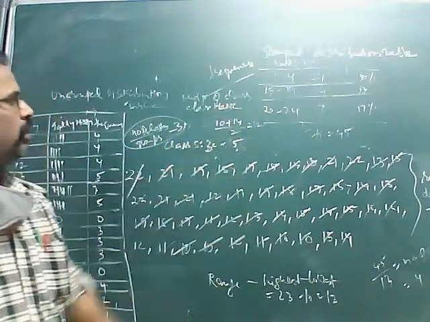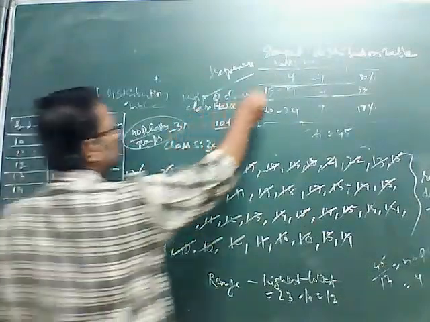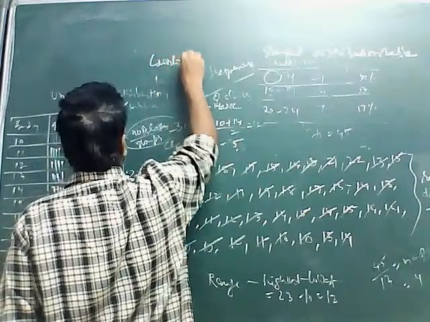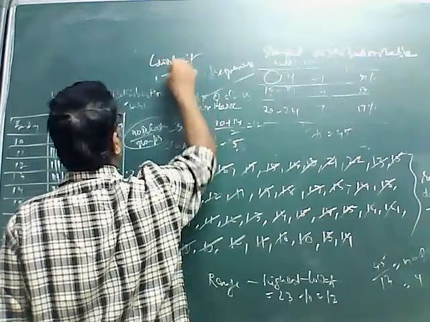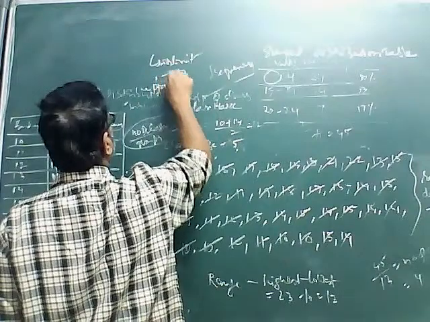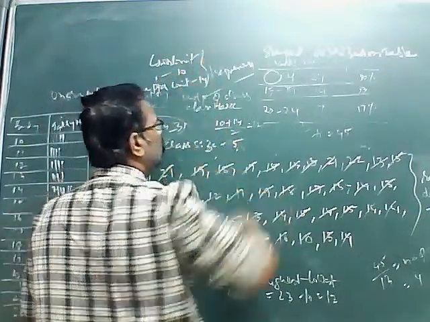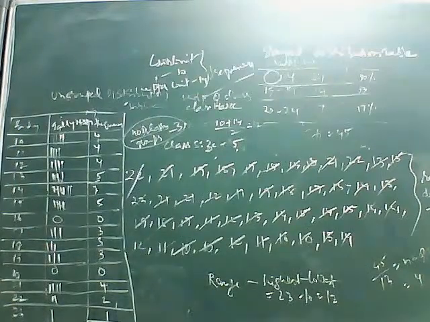What is the lower limit and upper limit? The lower limit is this one. This is called the lower limit, 10, and the upper limit is 14. This is called the lower limit and upper limit.